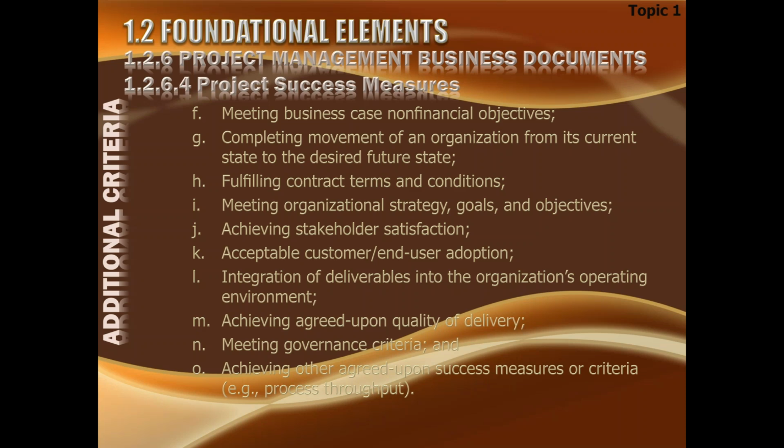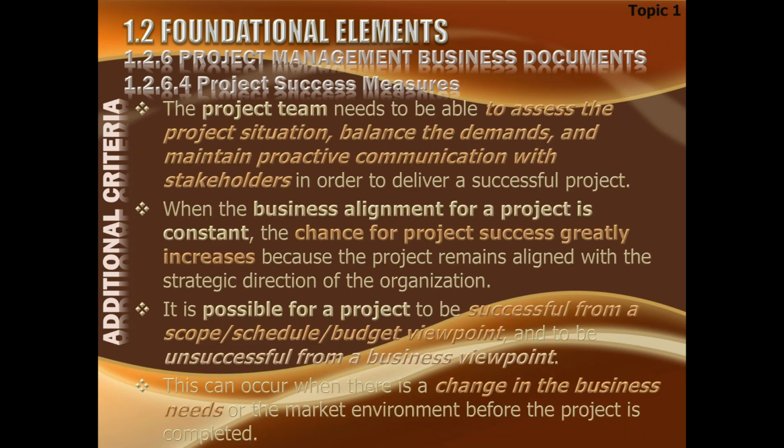Meeting governance criteria. Now, governance is something big. So, one thing was strategic alignment, and one thing is governance. Governance is the specific orders this organization has given to get this job done. After that, we have achieving other agreed upon success measures or criteria, which could be about process throughput. The project team needs to be able to assess the project situation, balance the demand, and maintain proactive communication with stakeholders in order to deliver a successful project.